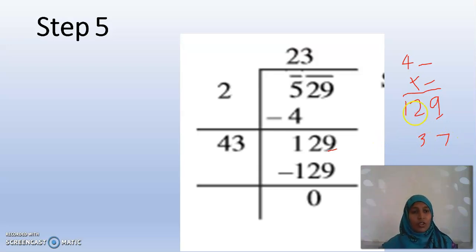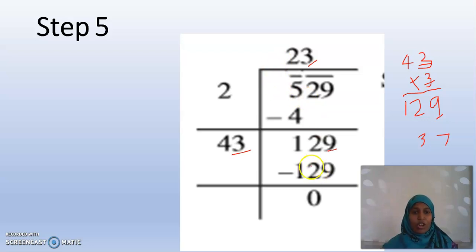Okay children. So I will try with 3 now. Here also 3, here also 3. Now multiply. 3 3s are 9, 4 3s are 12. I got 129. So that's how I got this 3 and this 3 here. Is it clear, my dear children?